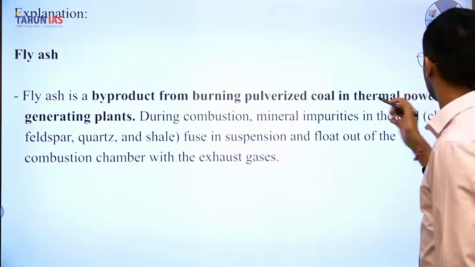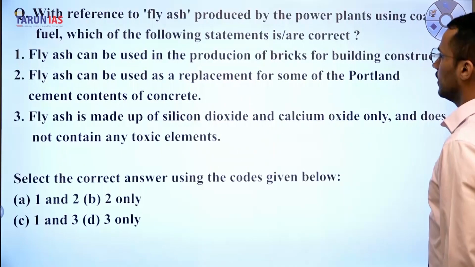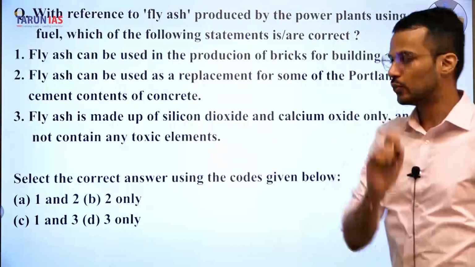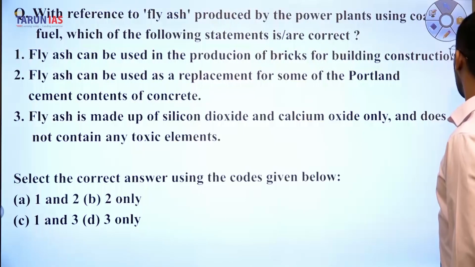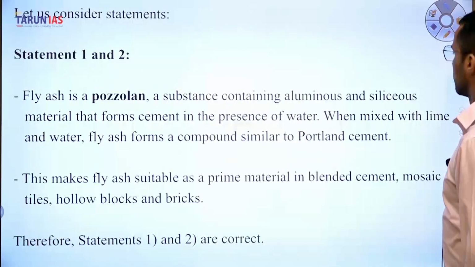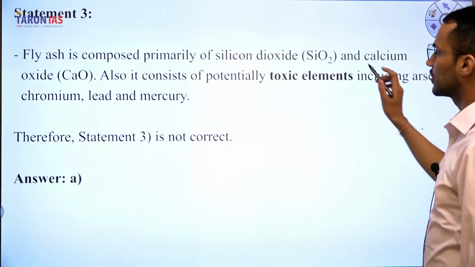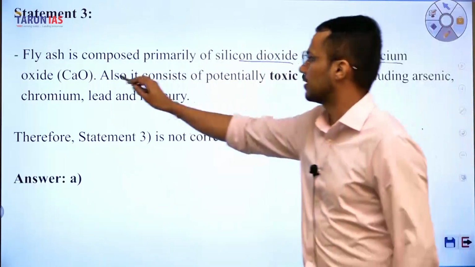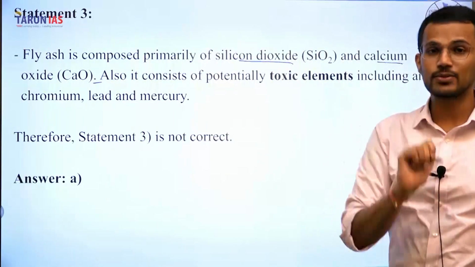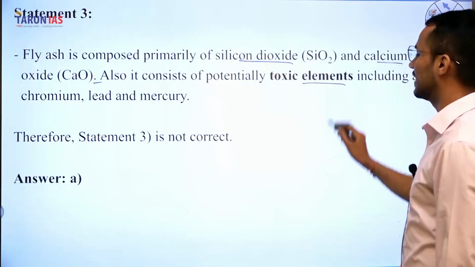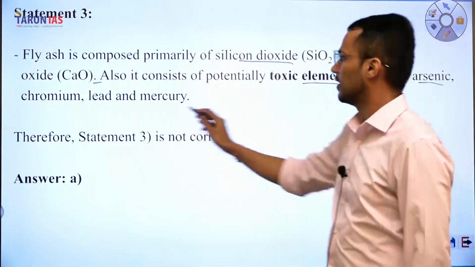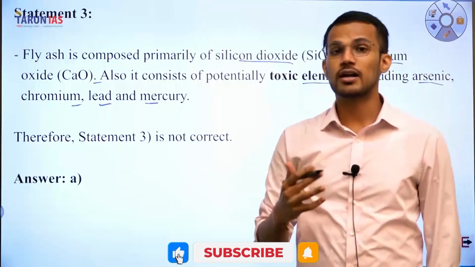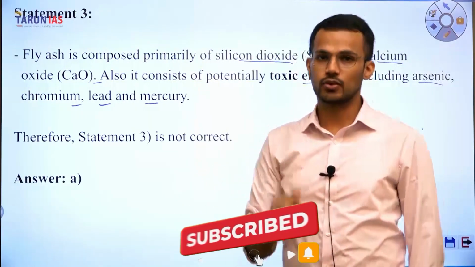Yes, this particular question was asked in 2015. The question is about fly ash, and during our discussion we have discussed that fly ash consists of silicon dioxide and calcium oxide, and at the same time it consists of toxic elements like arsenic, chromium, lead and mercury, right? So this was our discussion for 2015's question.